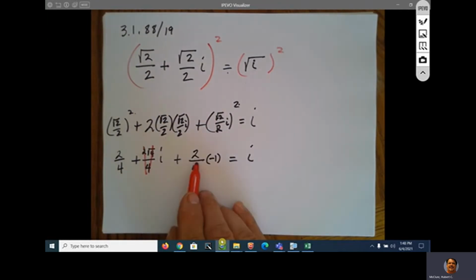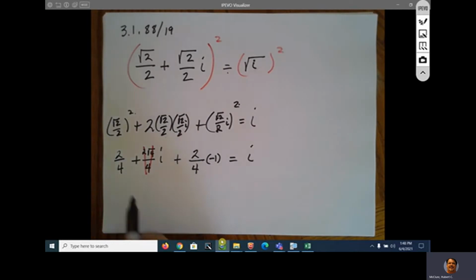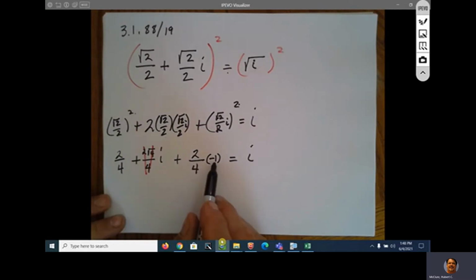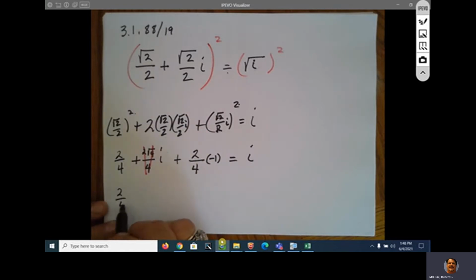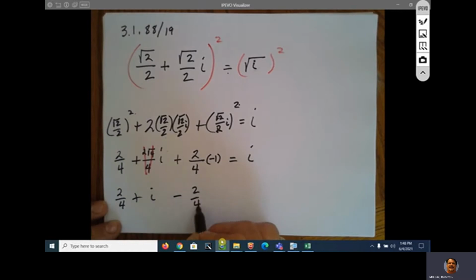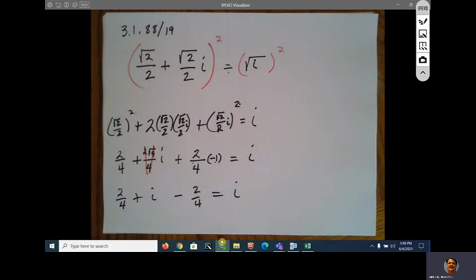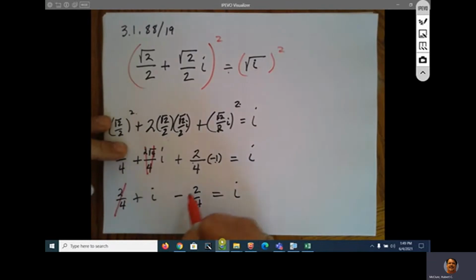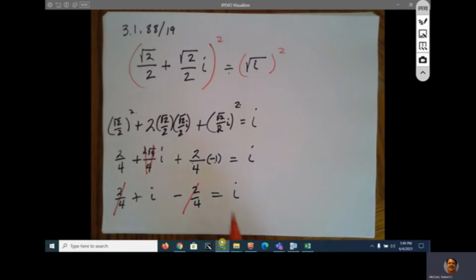And 2/4 plus 2/4 is 1/4, correct? No, not 1/4. That's 1 and negative 1. So, okay, there we go. 2/4 plus i minus 2/4, negative times that, is equal to i, and the 2/4 cancel, and you're left with i is equal to i.